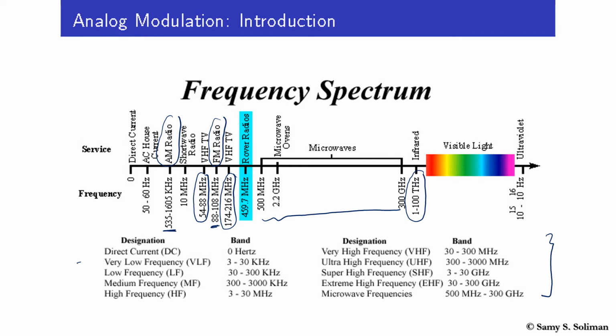starting from the very low frequency, VLF, to the very high frequency, ultra high frequency, and super high frequencies. And these are the frequency ranges for which the wavelength of the signal is in the range of centimeters or millimeters, which makes communication through a wireless channel possible.